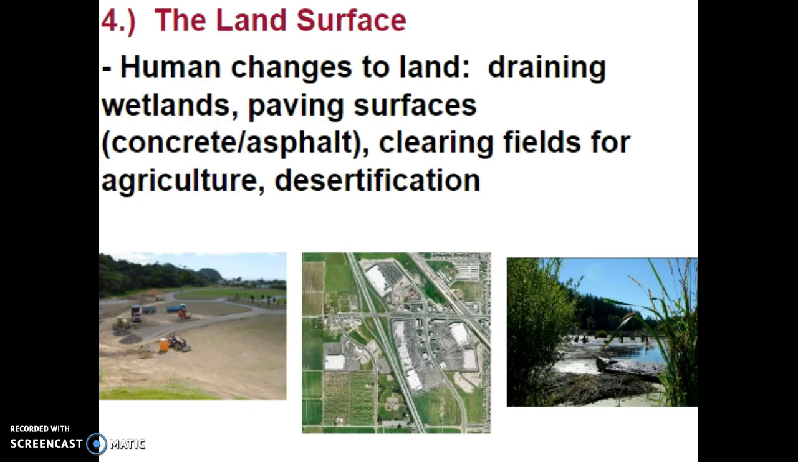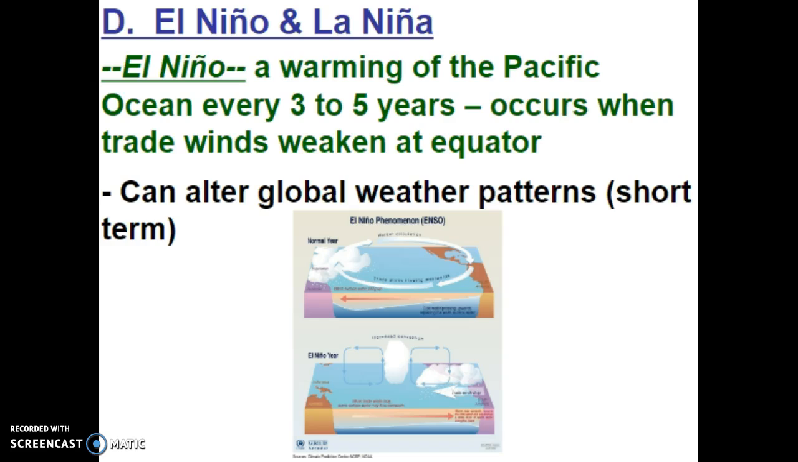The land surface, we've made a lot of changes to the land. We've drained wetlands and we've paved a lot of surfaces with concrete and asphalt. We've cleared fields for agriculture. We have, in some cases, because of our damming of rivers, caused what's called desertification, or making a land more desert-like. When we change the surface, that will influence that biogeophysical system over time, and that can change our climate as well.